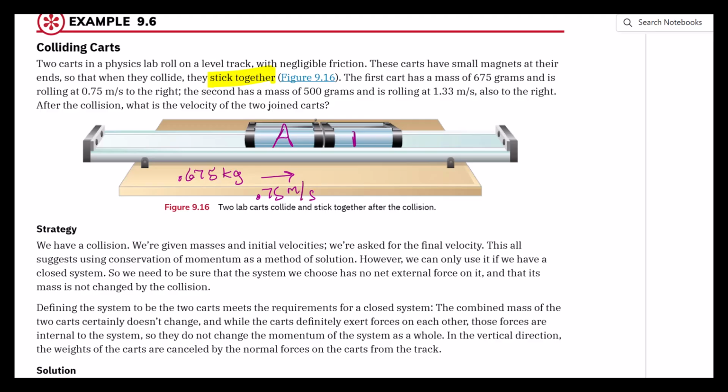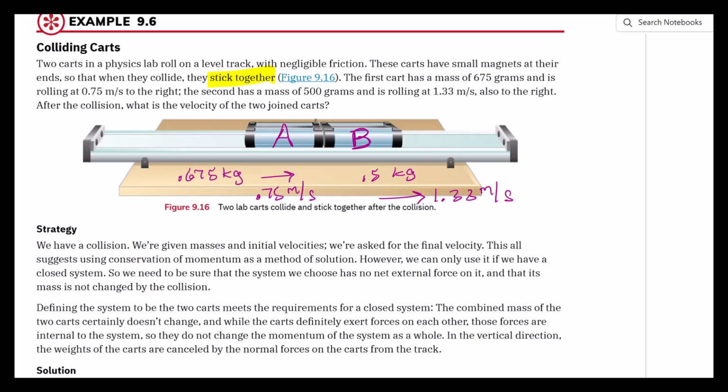And then you have B, which has 0.5 kilograms and is also rolling to the right. Oh, I thought they were going to be rolling toward each other. Well, good thing I read the problem. After the collision, what is the velocity of the two joined carts?